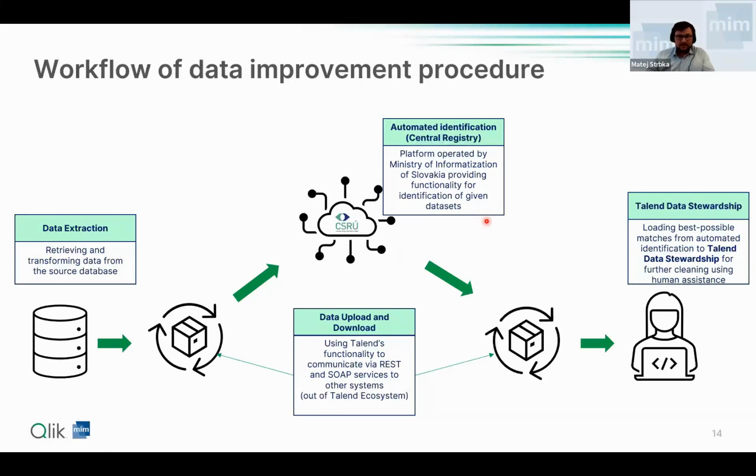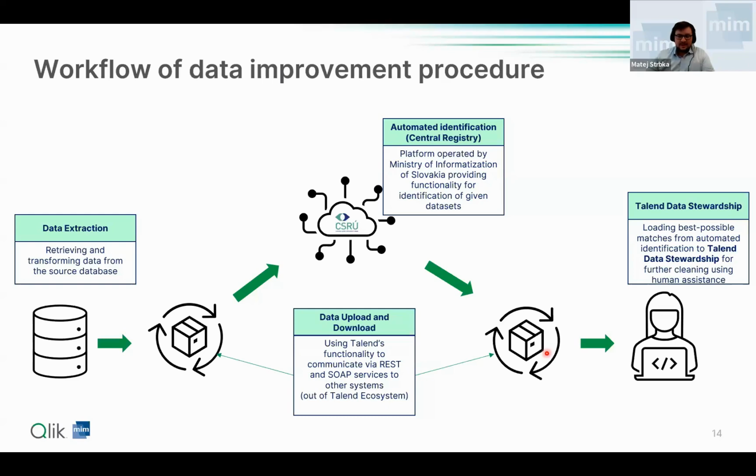Just a side note, this central registry, or this functionality of identification of the addresses, was also developed in Talend, however in a completely different project and a completely different module. So once the identification was done, we called REST services and SOAP services again to get it back.